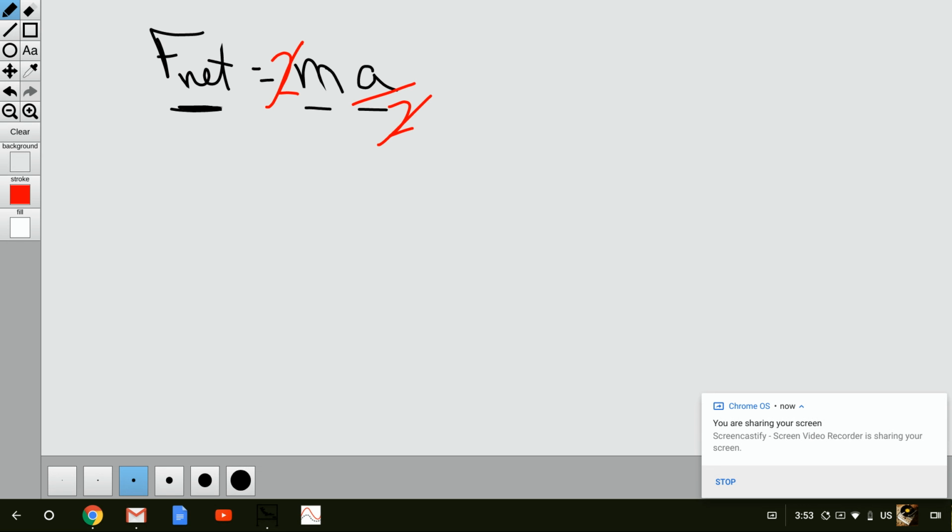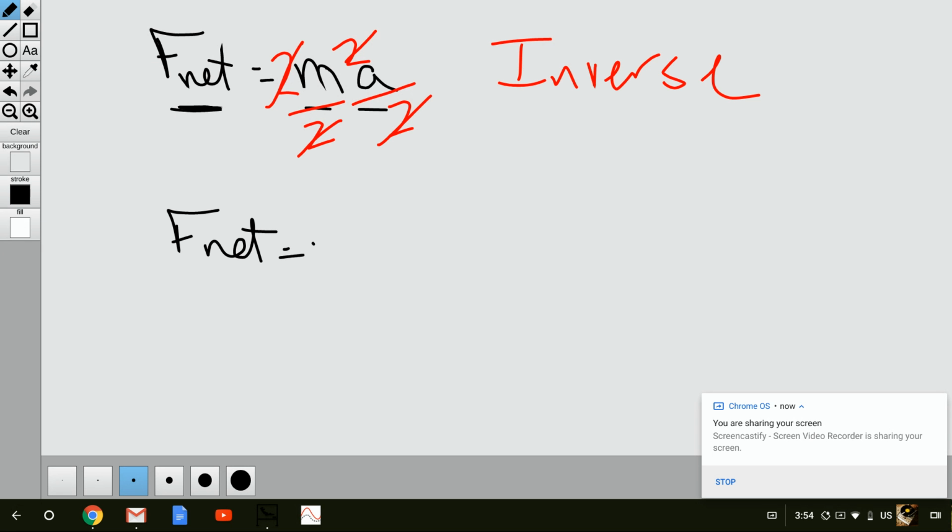What that means is as mass goes up, acceleration goes down. Vice versa, if I divided mass by 2, I would have to double the acceleration so that they would cancel to keep the F net the same. So what we've got here is a very clear situation. As mass goes up, acceleration goes down. As mass goes down, acceleration goes up. And so this would be very much an inverse relationship.